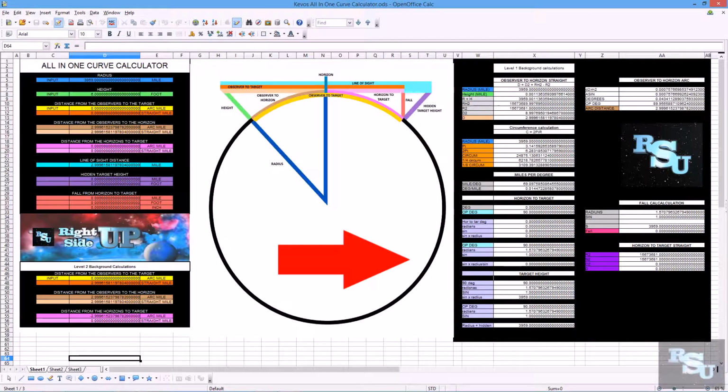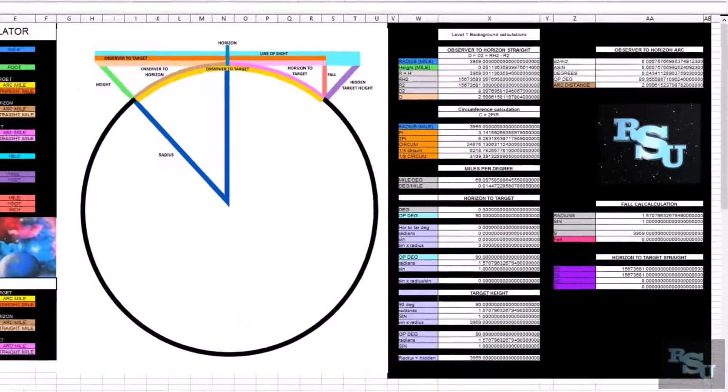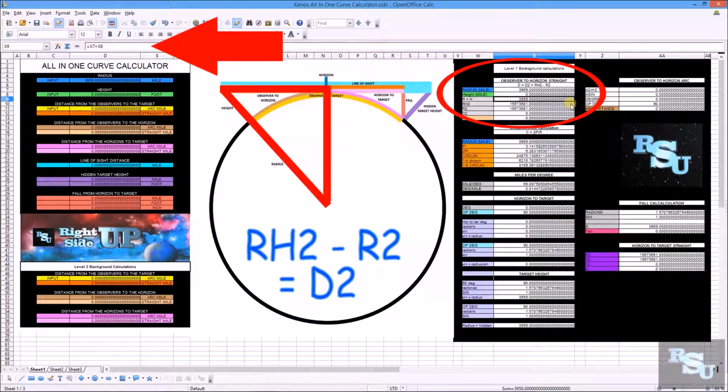The first set of formulas for this calculator are off to the side here. Perhaps there is a way to condense these formulas, however, I found that laying them out over several fields rather than stacking them all in one field was the way to go. The individual formulas are intertwined with each other in a way that produce accurate results with an adjustable radius. Looking at the distance to horizon side, we take the distance of the radius plus the height squared minus the radius squared to determine the distance to the horizon squared, and then we get the square root of that to determine the distance from your eye position to the horizon.